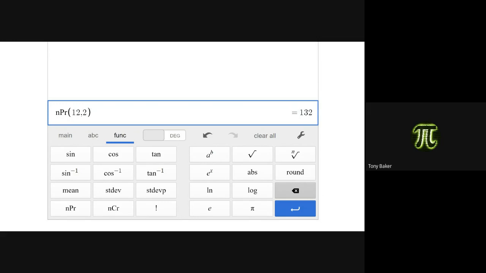So there's 12 horses, I'm picking 2. That means there's 132 different ways that I could pick those 2 horses out of the 12 that were originally there.